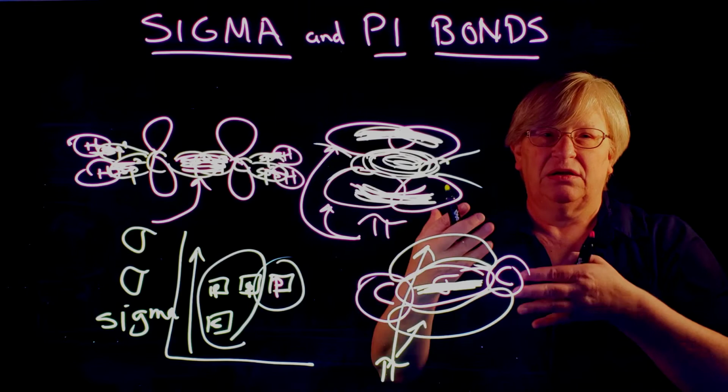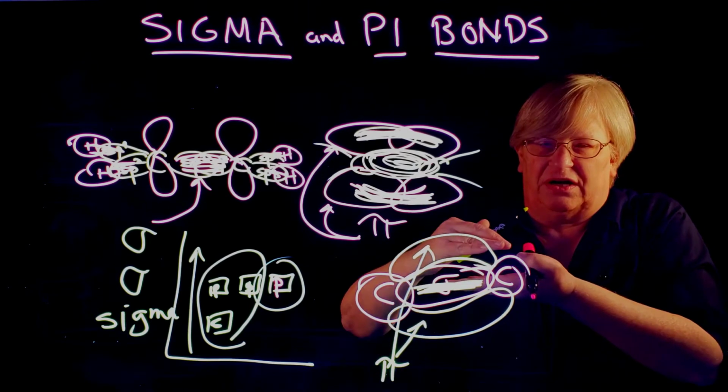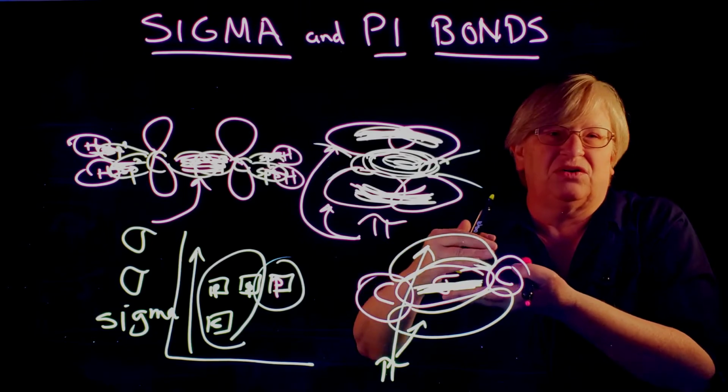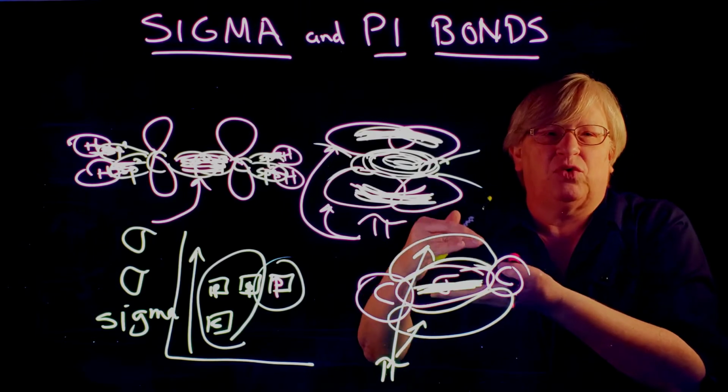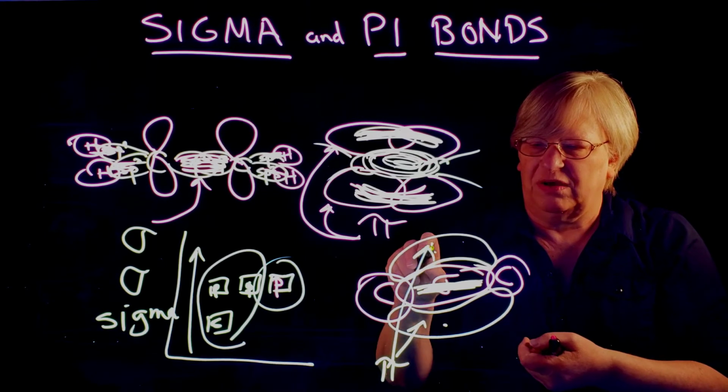When you have the two pieces of bread that go around the hot dog, the two parts of the bun, you don't say, I have two buns. You say, I have one bun and one hot dog. These two are part of the same orbital.